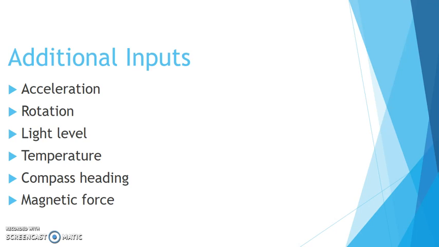Things like acceleration, rotation, the light level, so we can check what the light level is and do something based on that. We can check the temperature. We can check to see what the compass heading is, and the magnetic force. So these are just some of the ones that I'm going to look at.